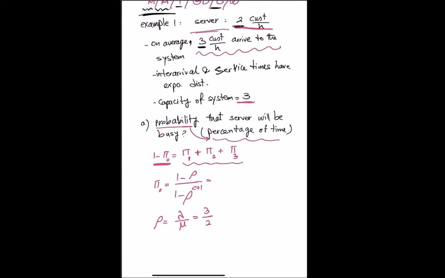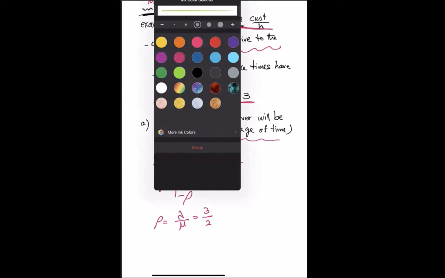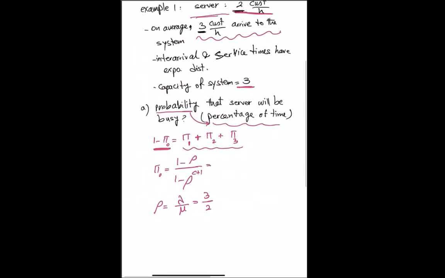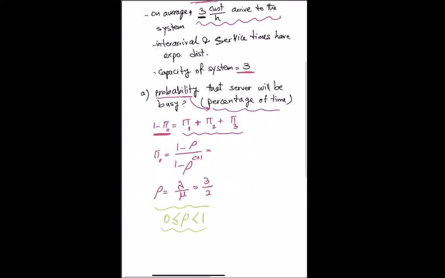And as you can see here, remember we always said in every queuing system we looked at so far, we wanted rho to be between 0 and 1. That was the condition for any queuing system to be stable and for the number of customers in the system not to explode. Why here are we okay with rho greater than 1? Because there is a capacity in the system.